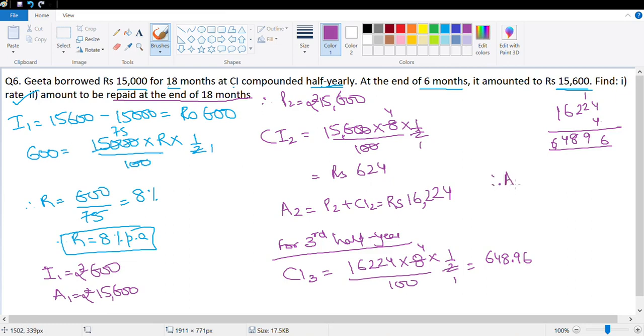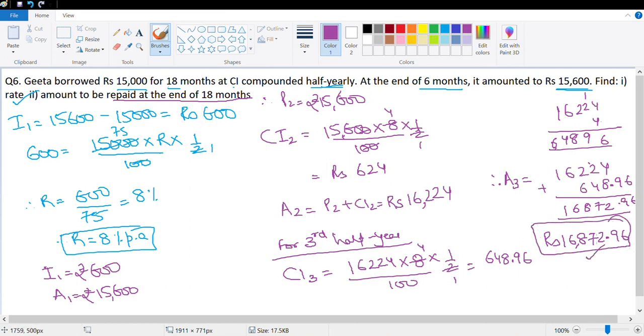Let's calculate amount to be repaid. Therefore, amount 3 would be equal to 16,224 plus 648.96, and that's equal to 4 plus 8, 12, 4 to 6, 1, 7, 8, 6, 1. So rupees 16,872.96. That's the final amount to be paid at the end of 3 terms, which is 18 months. Let's look at the next one.